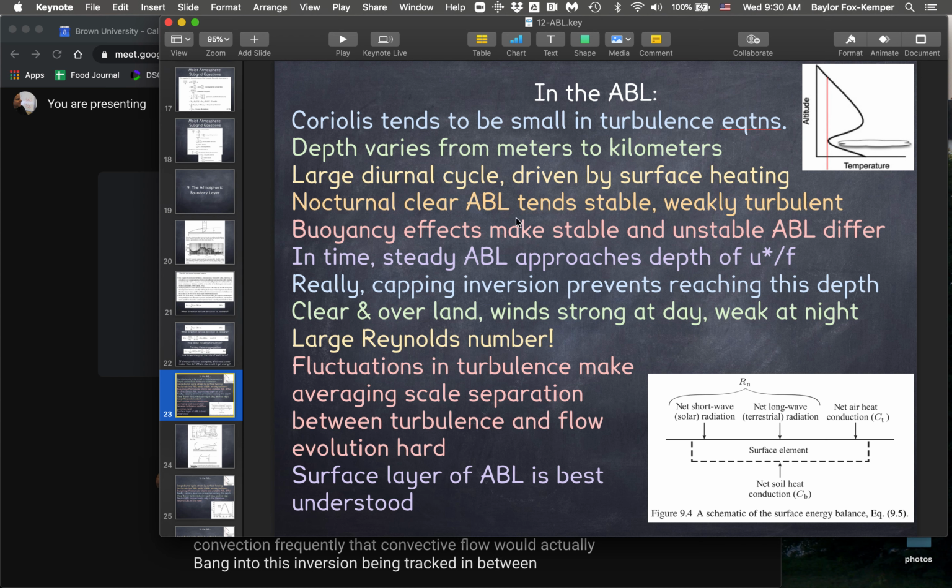At night, this surface element tends to be cooler, and so you tend to have pretty much a uniform, stable, more stably stratified layer all the way top to bottom, and so it tends to be only weakly turbulent.